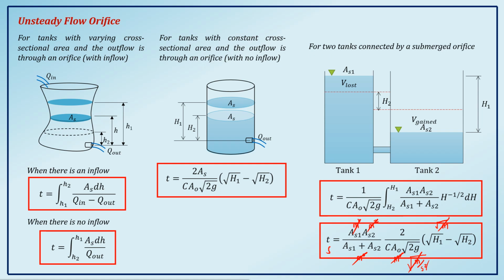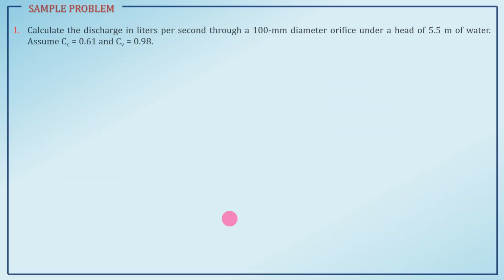Kaya natin, we have a lot of problems na i-discuss this day. For problem number 1, calculate the discharge in liters per second through a 100 millimeter diameter orifice under a head of 5.5 meter of water. Assume Cc is 0.61 and Cv is 0.98.